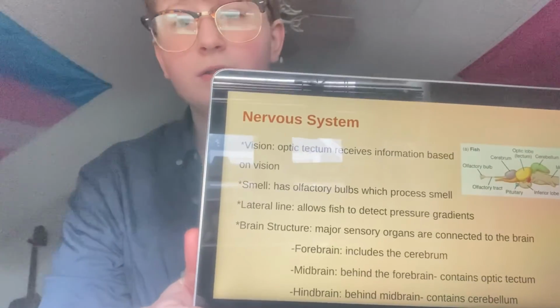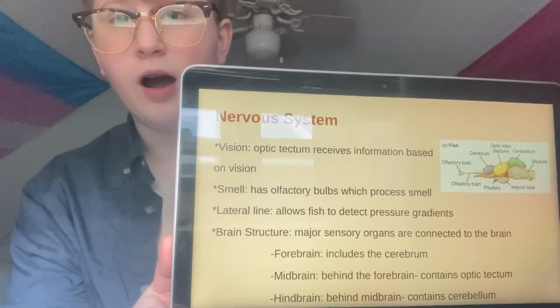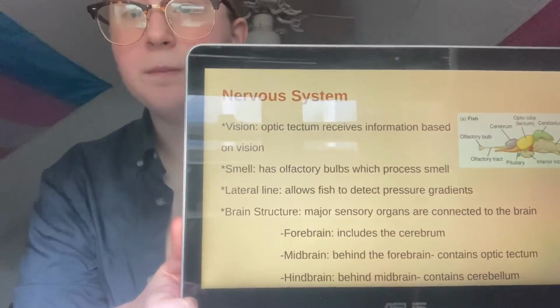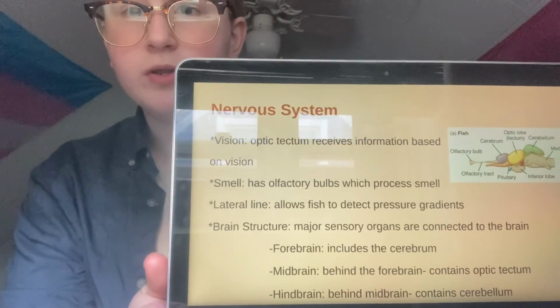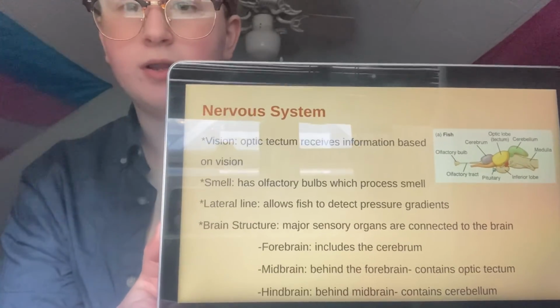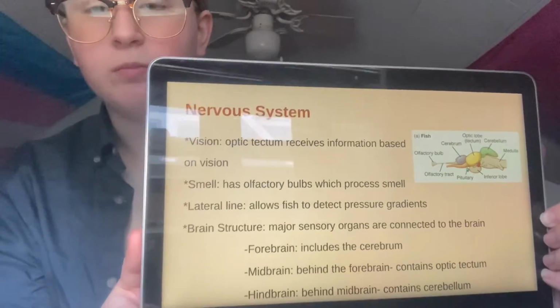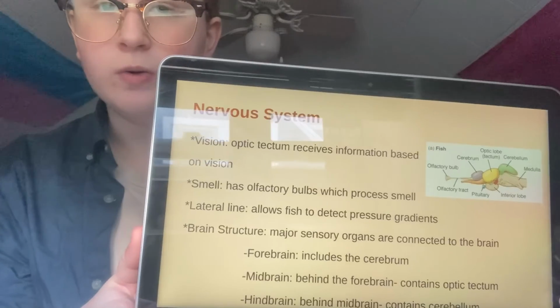Now we'll go through the nervous system, where the vision will come with the optic tectum, which receives information based on their vision. Smell, they have olfactory bulbs, which process smell. Then the lateral line, which allows fish to detect pressure gradients. And finally the brain structure, which contains some of the major sensory organs.